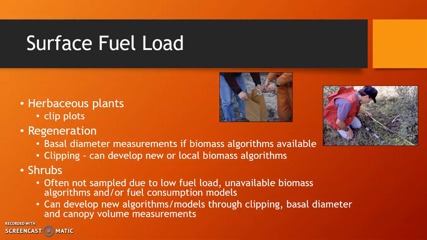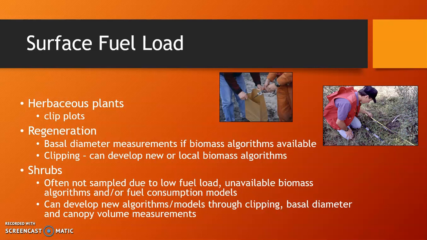In an experimental burn, we would typically do destructive sampling outside of the plot so that we minimize the impact of the burn plot itself, any disturbance to the plot. So you would do clipping and develop a correlation between the basal stem diameter and the amount of biomass to that seedling. And so you could develop new algorithms for the area that you're burning in.